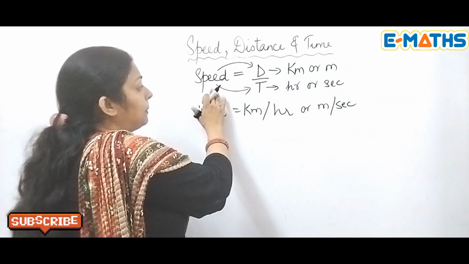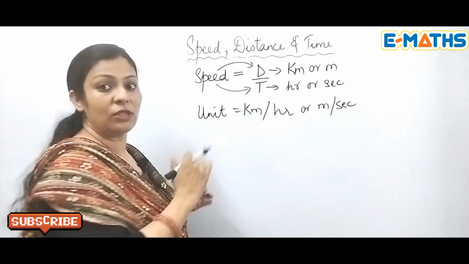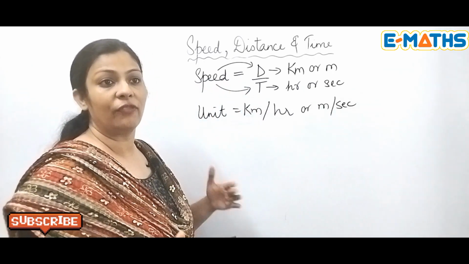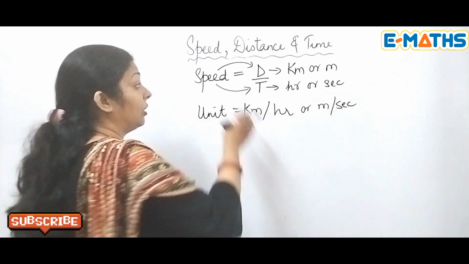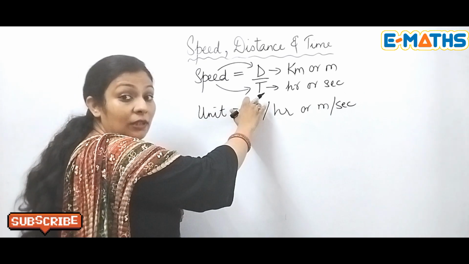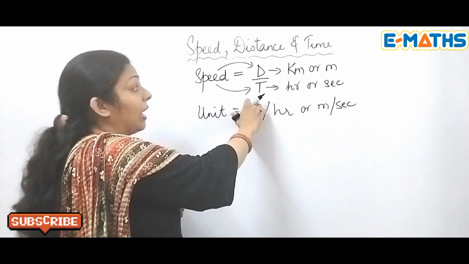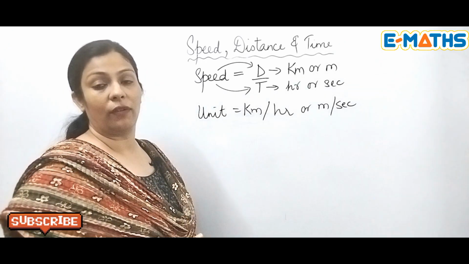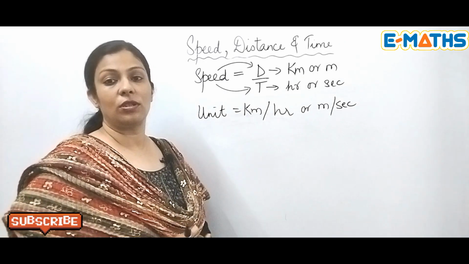That's why speed is inversely proportional to time, because we all know in inverse proportion, when one increases, the other decreases, or if one decreases, the other increases. So if you increase your speed, you will definitely take less time to cover the distance, and of course if your speed is slow, then you will be taking more time to cover your distance. So this was about speed.